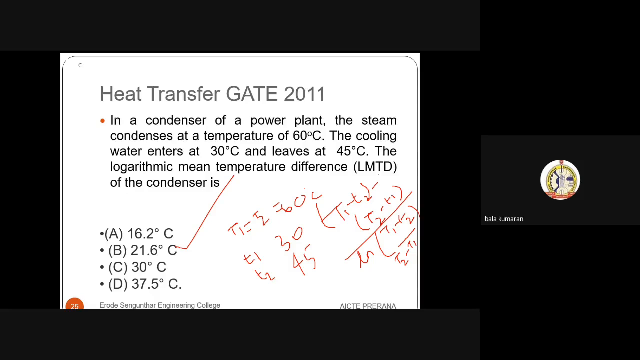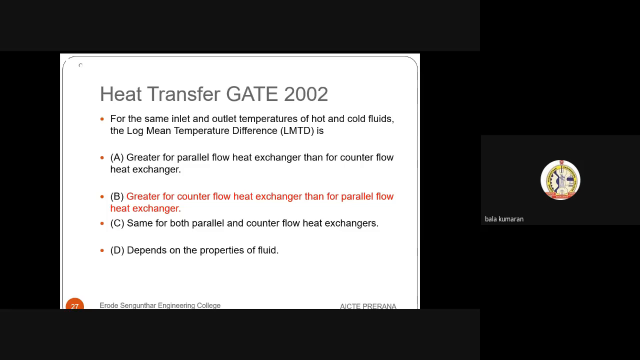Yeah, you can see this. This is a one step formula. If you apply the formula, finally the answer will be obtained. Okay, the next question, which was asked in 2002, is one more question.